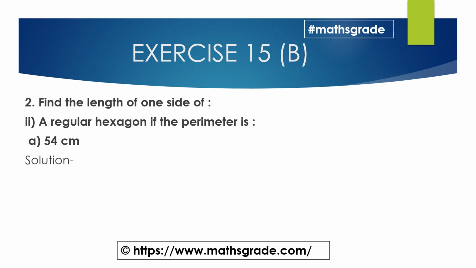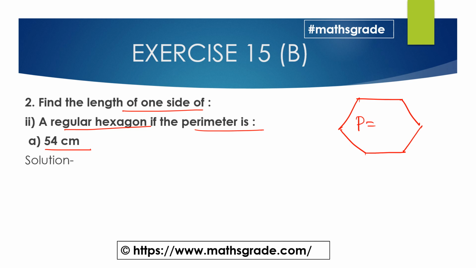Now solve question number 2, third bit. Find the length of one side of the regular hexagon if the perimeter is 54 centimeter. This is the hexagon, and it is given that the perimeter of the regular hexagon is 54 centimeter. Perimeter is the sum of all the 6 sides of this hexagon, and we have to find out the length of one side.